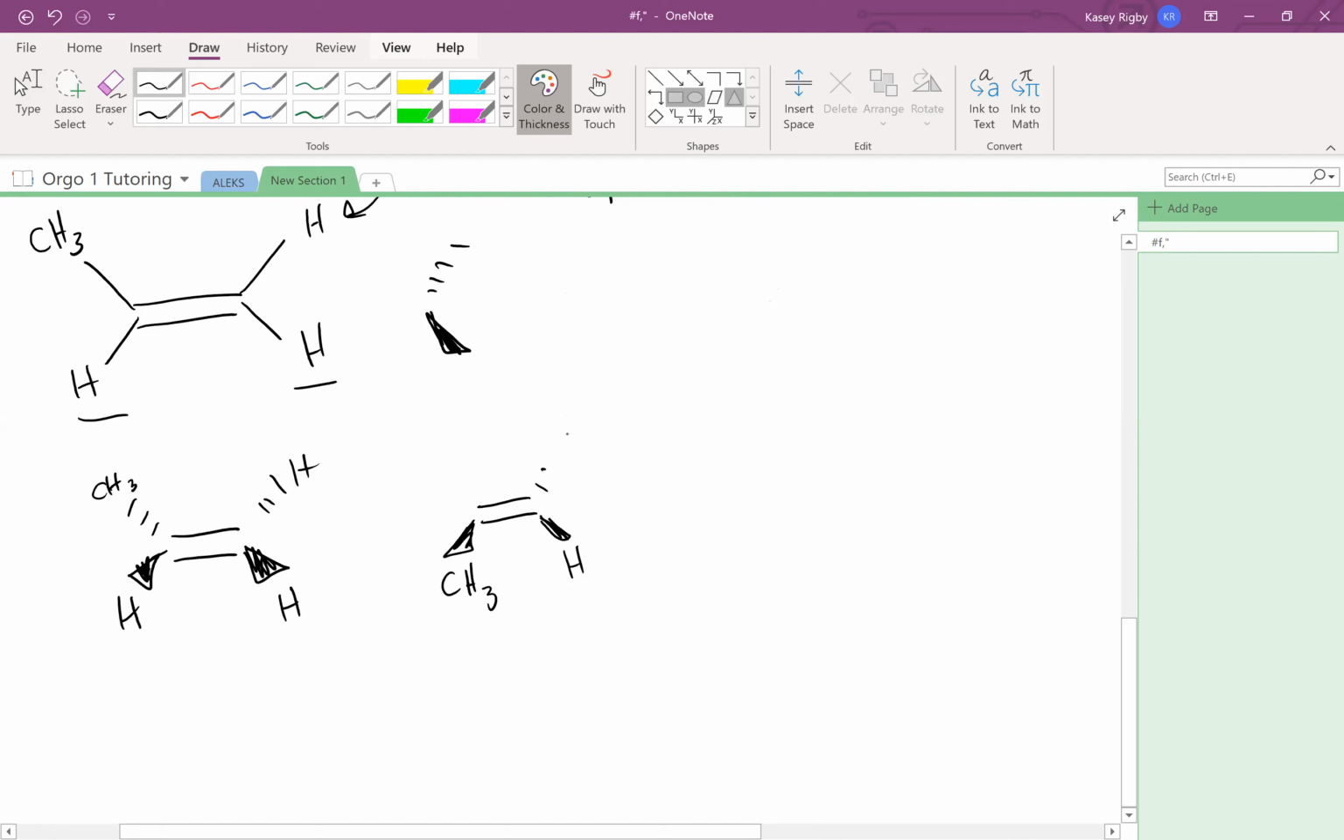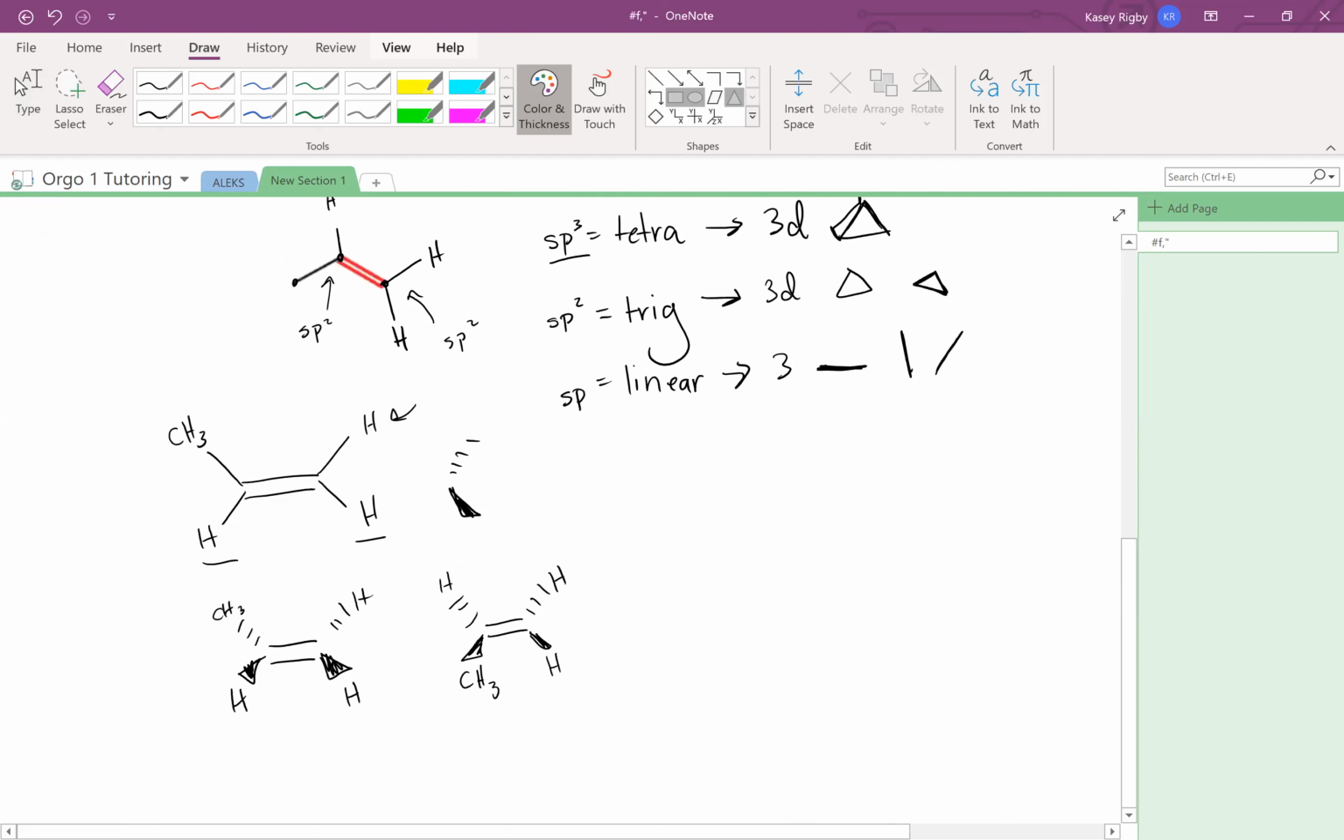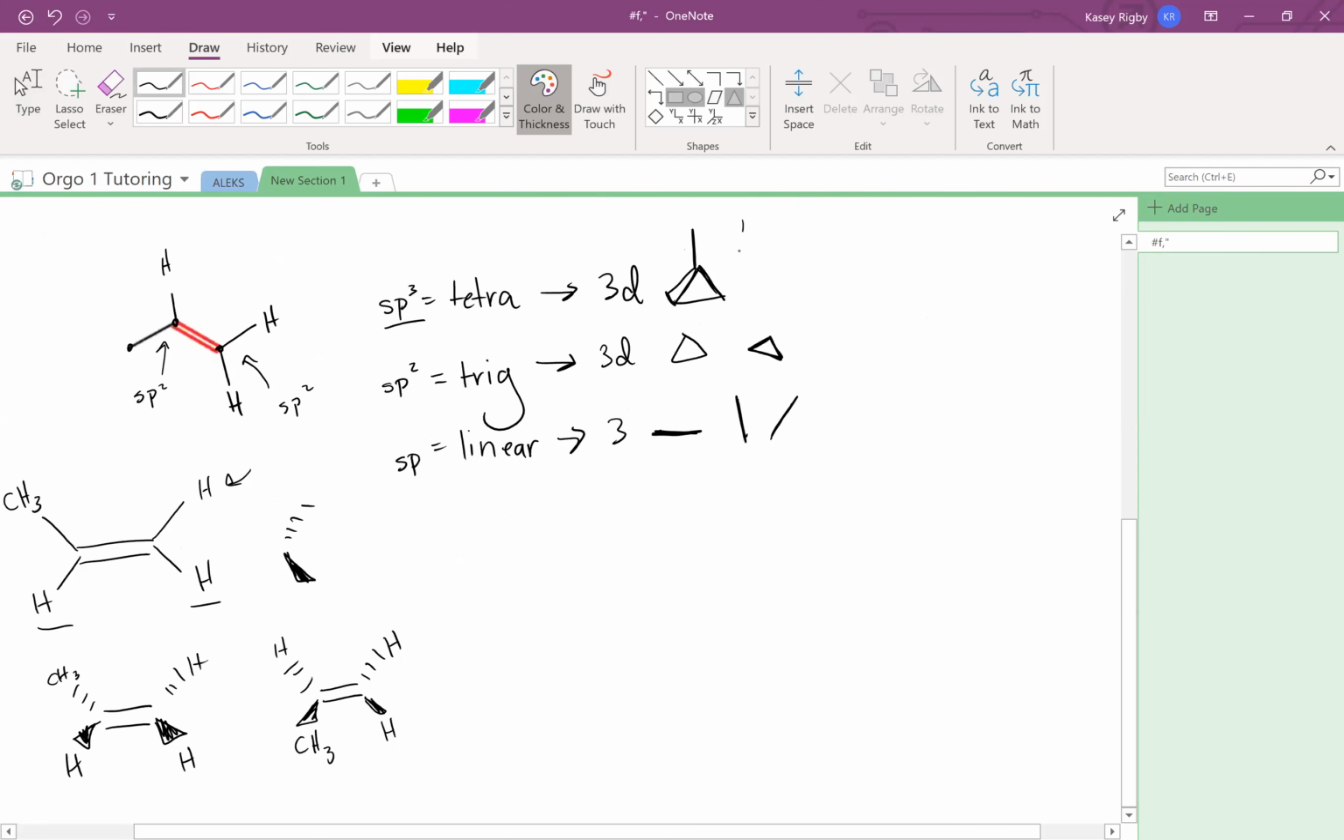Okay, does that help with three-dimensionality and stuff? The trigonal planar is the one you have to worry about the most with three-dimensional structures. I mean, the tetrahedral one is the one you have to worry about the most. The trigonal planar is a little bit easier because it's sort of just like rotating a piece of paper, because it is planar. Okay?